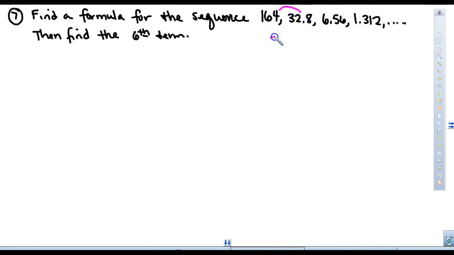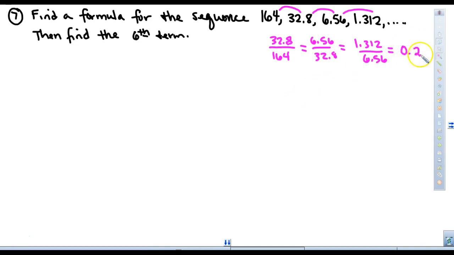So you can use your calculator and divide 32.8 divided by 164, and then take the 6.56 and divide it by 32.8, and take the 1.312 and divide it by 6.56, and see if you get the same thing every time, and you actually do, or you should, if you did it right, you should get 0.2, okay? So that is actually your common ratio right there. That is your r, okay? So that means that this is geometric.